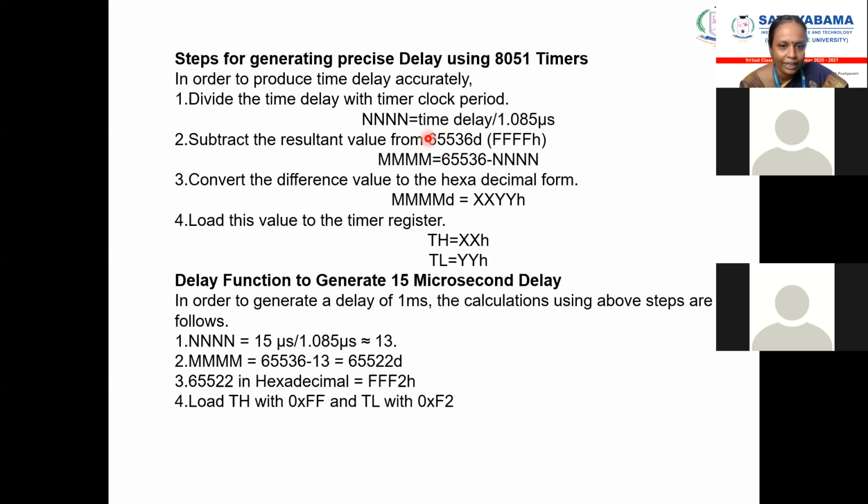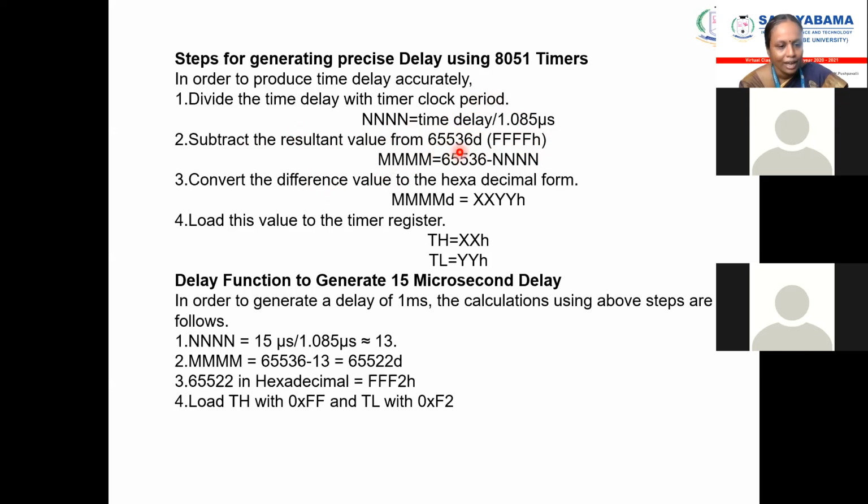Now we are going to fix this time delay. Actually, in my program I am going to create a 15 microsecond time delay. So I have to fix the time delay here: time delay divided by clock period. We are not going to use any external clock frequency. We are going to take the internal clock frequency only, because we have set the gate value to 0. So the internal clock is 12 megahertz, so the time period is 1.085 microsecond. So NNN is equal to time delay divided by 1.085 microsecond. Now you see the value. I have to calculate how the value comes. Now subtract the resultant value from FFFF. What is the equivalent decimal value here?